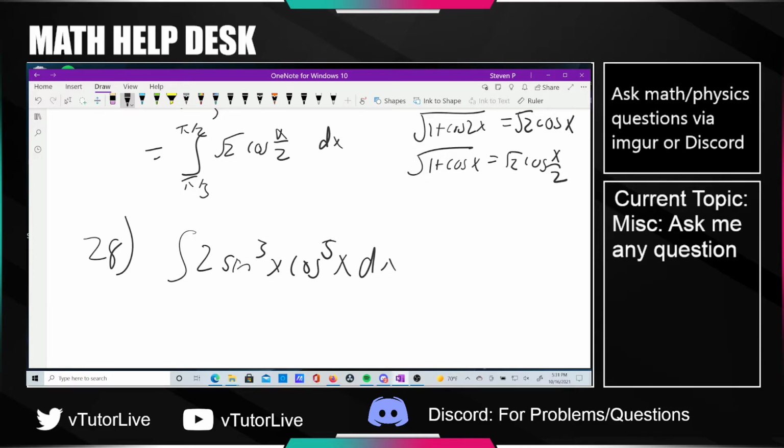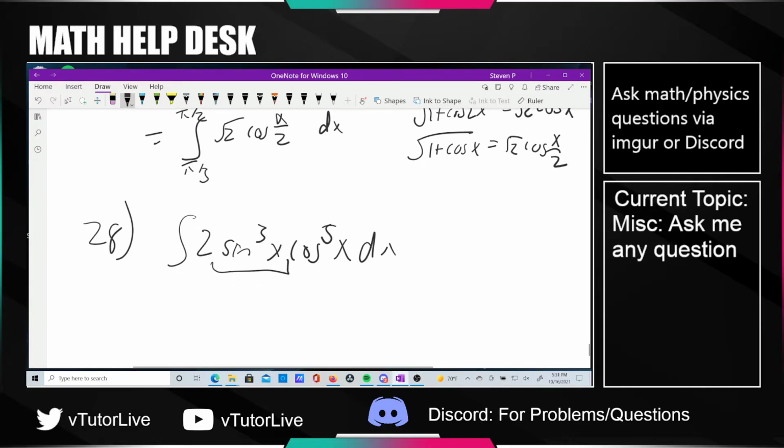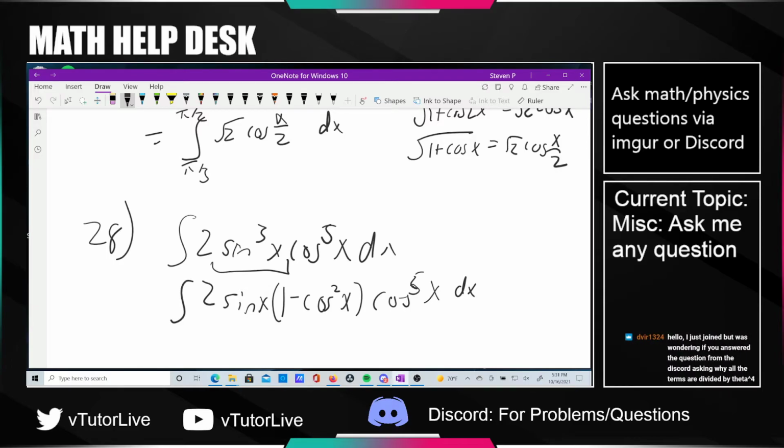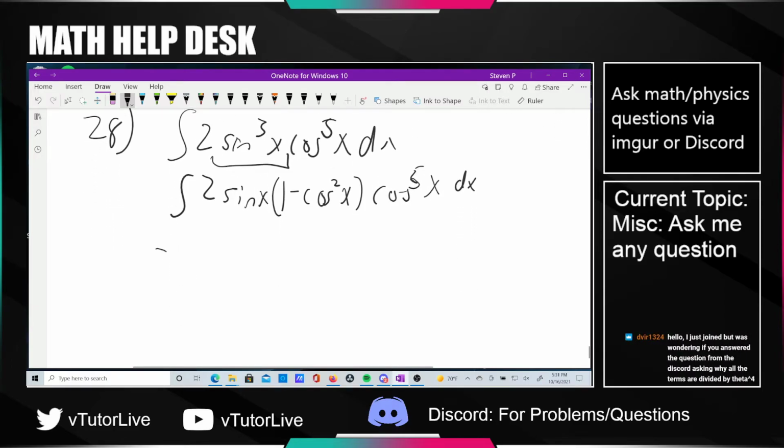Right, so what do we want to do with this one right now? As I was saying earlier, when you see sine to the 3rd power, I think this is a really great cue to break this up into sine of x times 1 minus cosine squared of x, and just cosine 5th of x dx, integral of 2. So let's put the 2 out in front of the integral. This turns into sine x cosine 5th x minus sine x cosine to the 7th x.